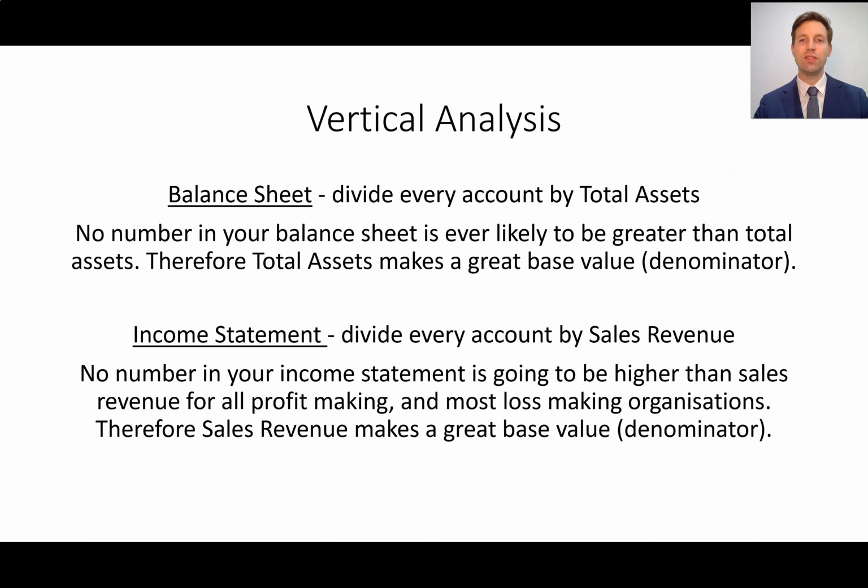The reason for that is the total assets is going to be the largest number on the balance sheet. So we want to see how each of the different accounts makes up the total asset balance. What percentage is cash of total assets, for example. For the income statement, we're going to divide everything by sales revenue. For a profitable business, the sales revenue number is going to be the largest number on the income statement. So we can then divide all the different expenses by our sales revenue to see where we're actually spending our money in the organization.